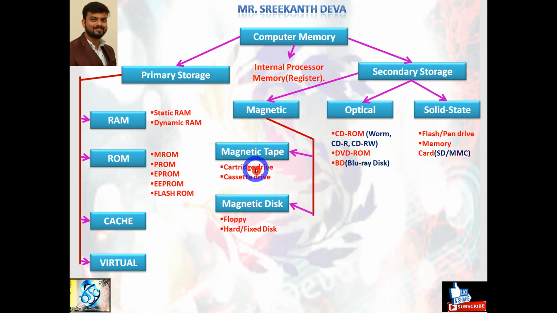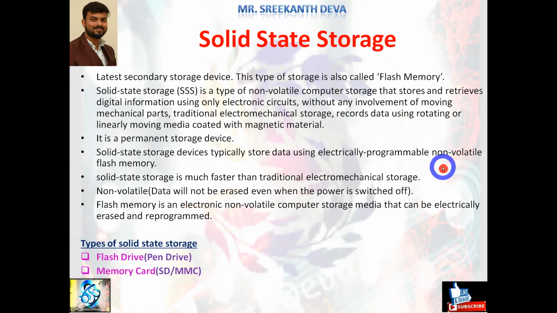The magnetic tape, again we discussed cartridge drives, cassette drive. The magnetic disk I explained about floppy, hard or fixed disks. In the secondary storage devices I explained in detail about various optical devices like CD-ROM, WORM disk, CDR, CDRW, DVD-ROMs, and Blu-ray disc. In this session, I explained about solid-state secondary storages like flash drives or pen drives, memory cards like SD cards, MMC, various different types of cards. Okay, I hope all are clear about the various types of memory available in a computer.